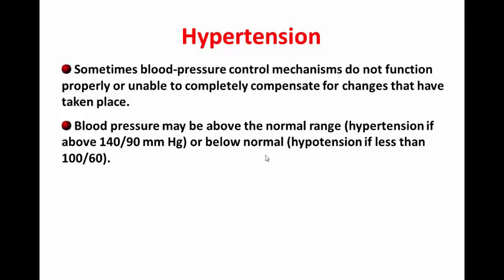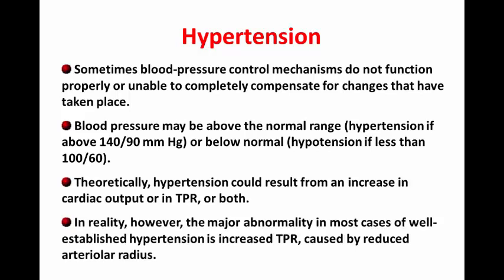When the systolic blood pressure is above 140 millimeters of mercury and the diastolic blood pressure is above 90 millimeters of mercury. Or the blood pressure might be below normal, and this is termed hypotension if the blood pressure is less than 100 by 60 millimeters of mercury.